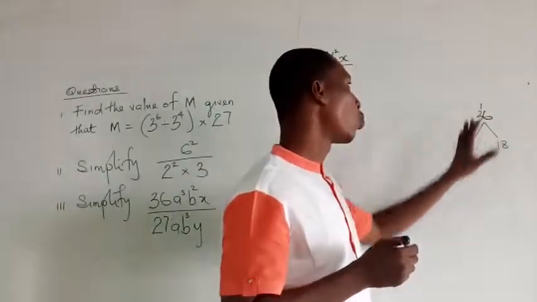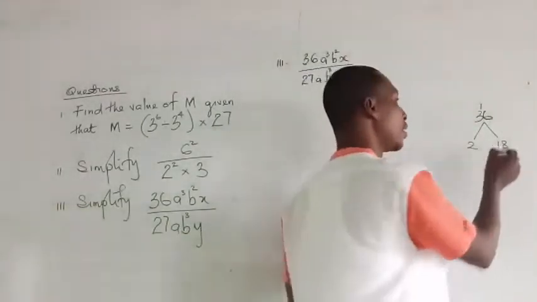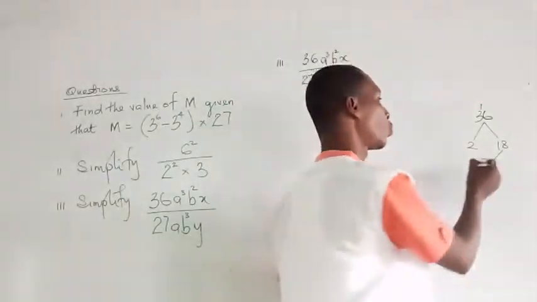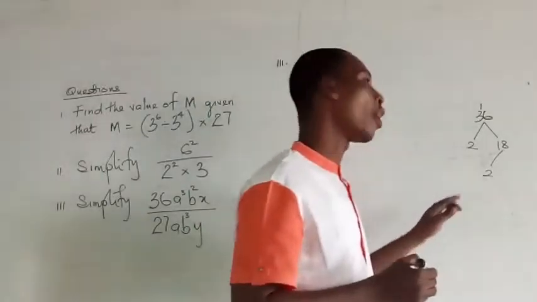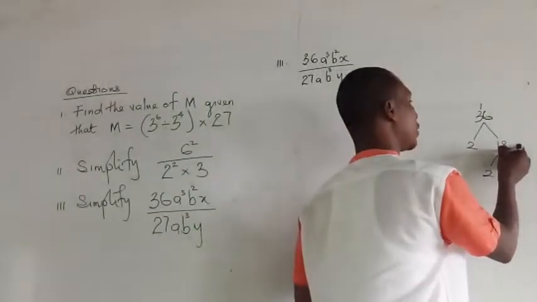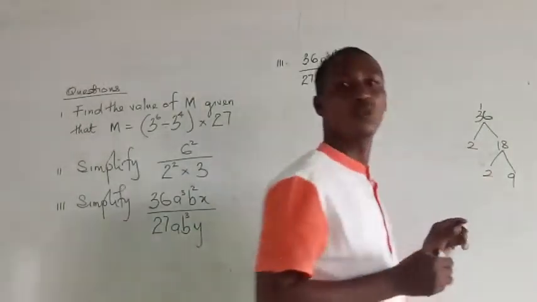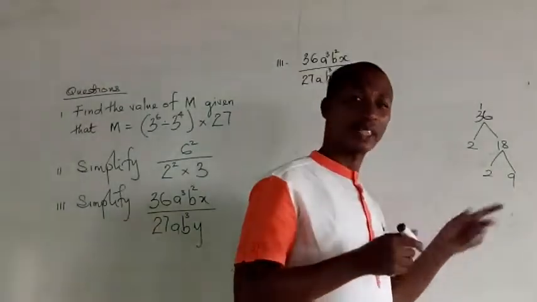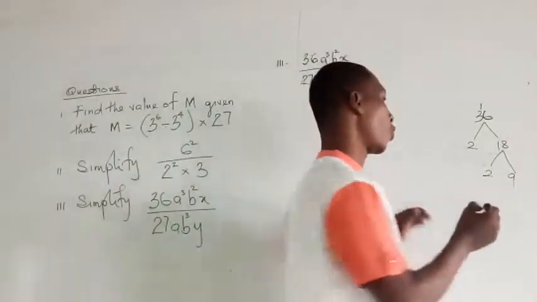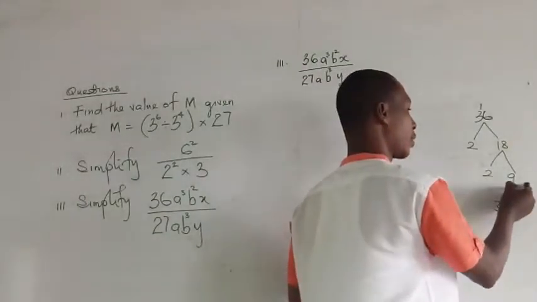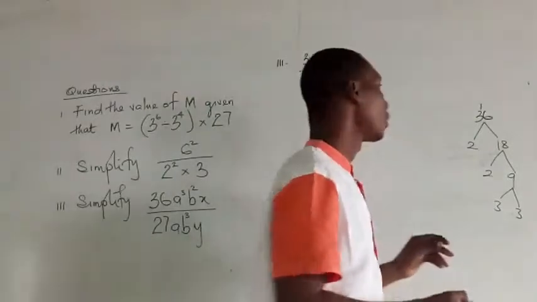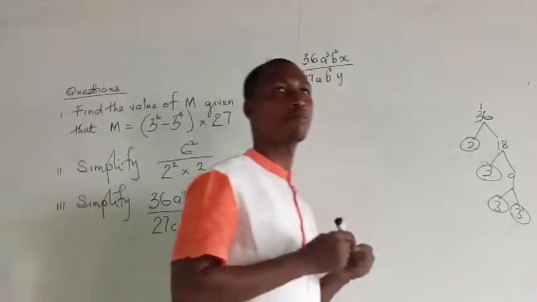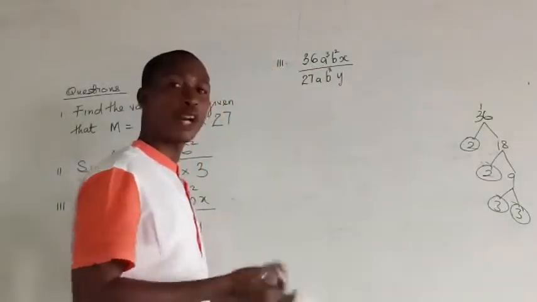So it tells me that 2 will go into 36, 18. Again, 18 is still divisible by 2, so 2 will go into 18, 9. And 9 is not divisible by 2, but it is divisible by 3. So I'm going to get 3, 3, 9. So I've got 2, 2, 3, 3 as the product of prime factors.